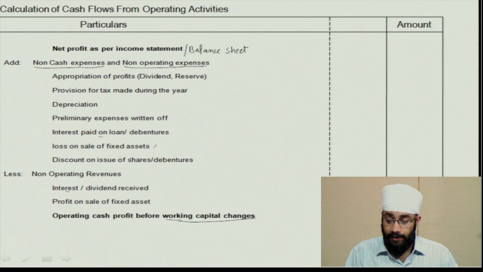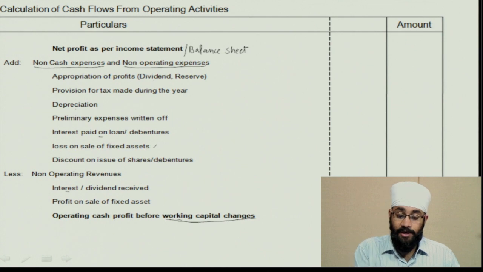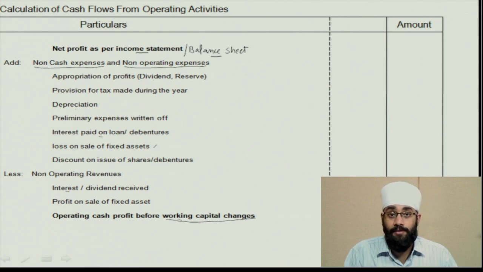We know the format, so what we are going to do is take the data from this income statement and balance sheet and fill into this format and do the calculations. So let's begin with identifying the net profit for the year. The figure of net profit can be found in income statement or balance sheet. So let's go to both these statements one by one and find out this figure.